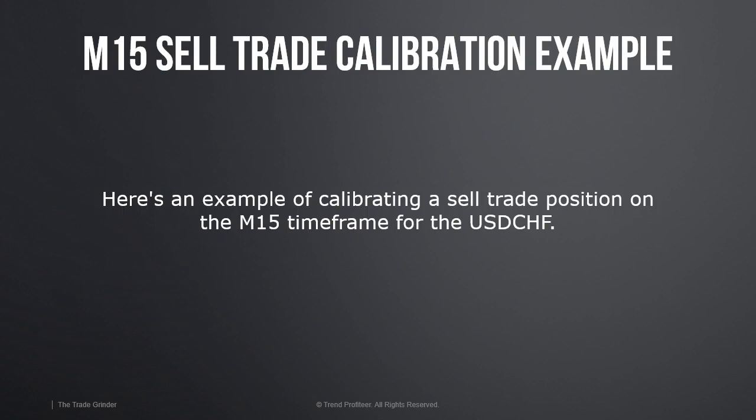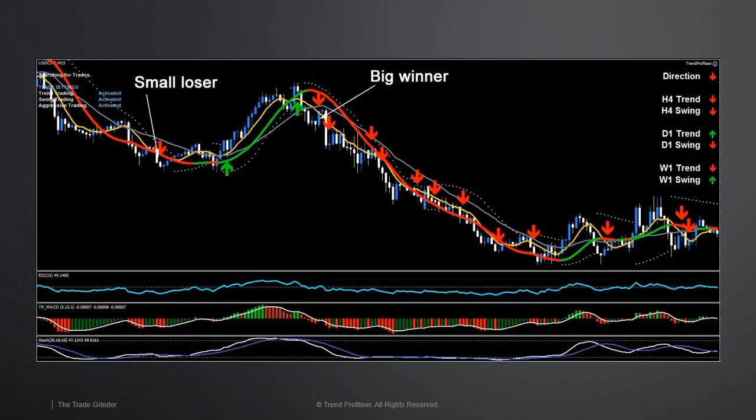Here's an example of calibrating a sell trade position on the 15-minute on the dollar Swiss. And here you can see again a small loser here. This one was a nice little winner, although it wasn't a downward direction. We get a little loser here buying the top, and then if you were only selling this pair, you would have resulted in a small loser here and then a big winner, and this one would have been a solid amount of pips for such a short time frame as well.